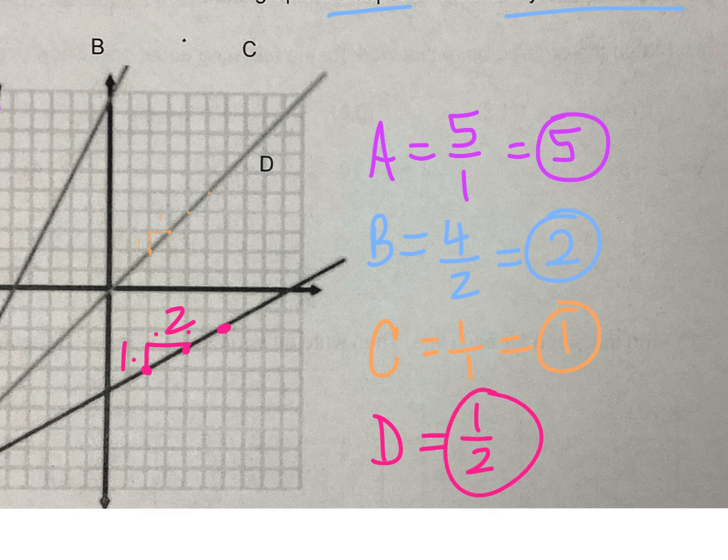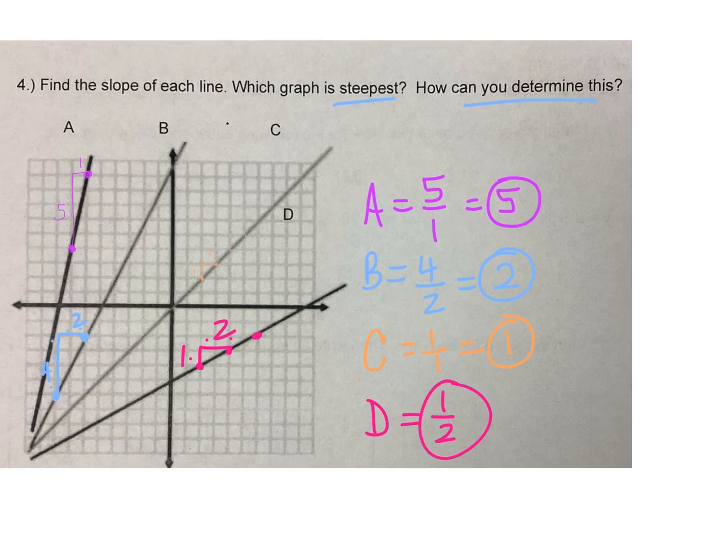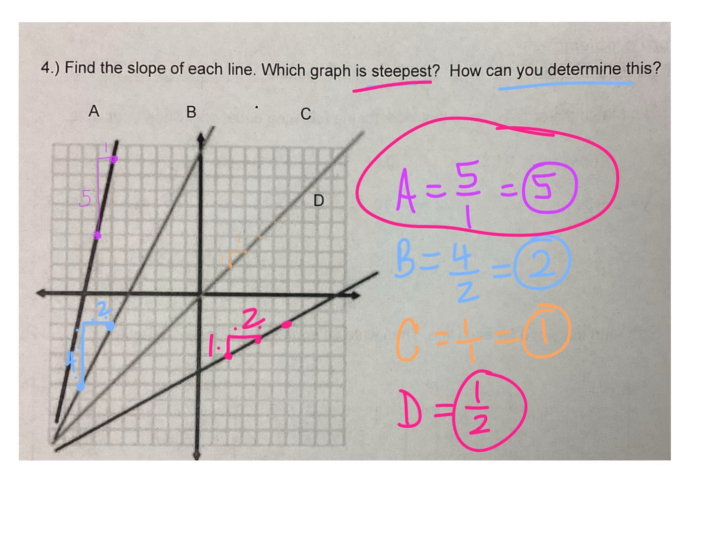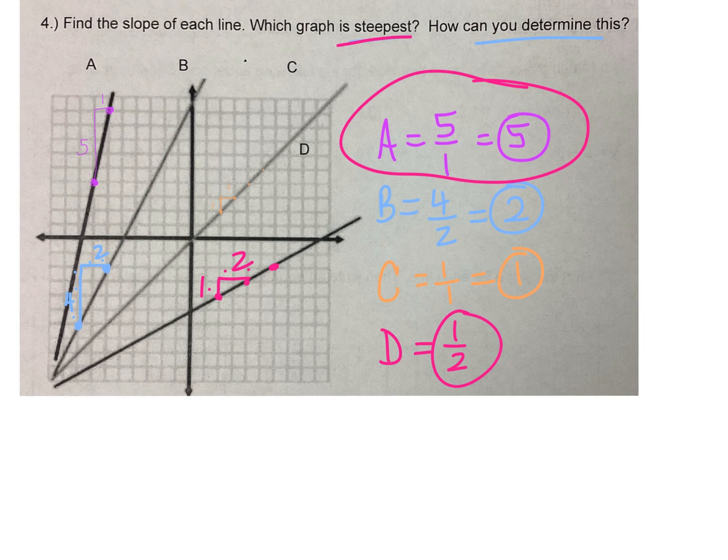Okay, so now we can answer the question, which graph is the steepest? That would be the largest number, the biggest number. So the steepest is graph A, and how do we determine this? Because it has the greatest slope. So let's go ahead and answer that. We would say graph A is the steepest because it has the largest slope.